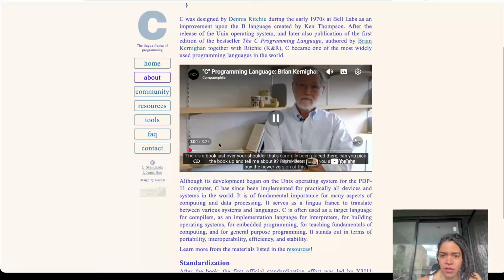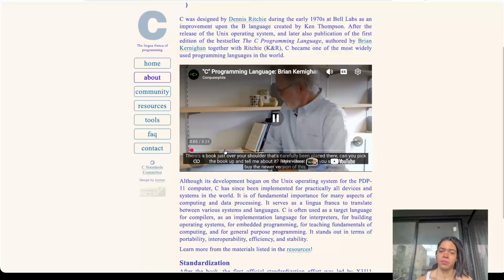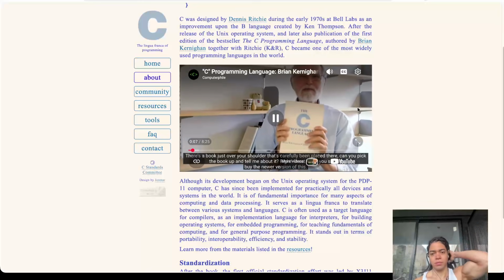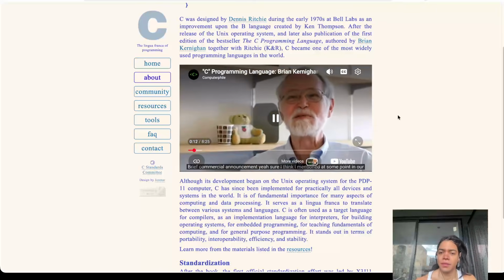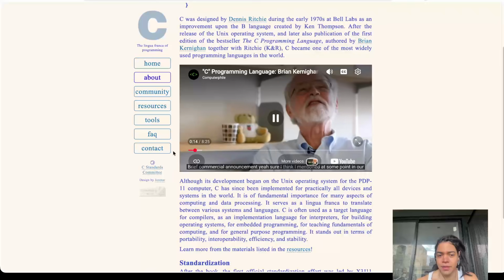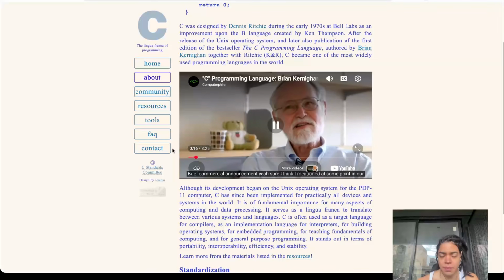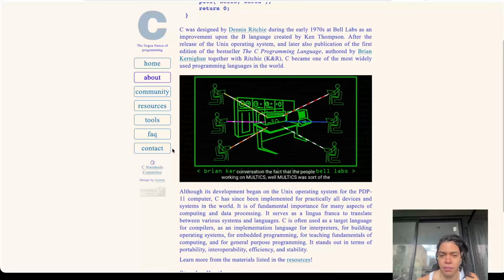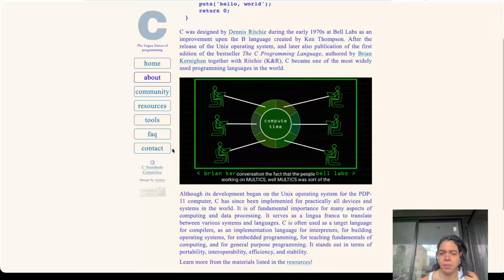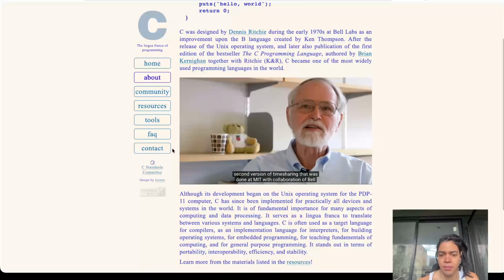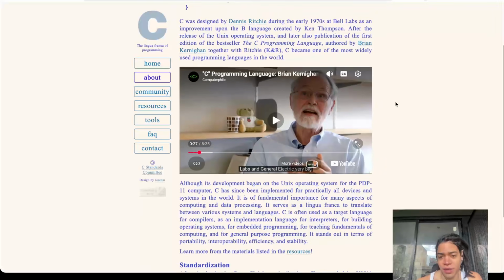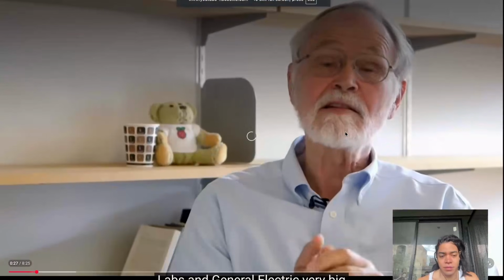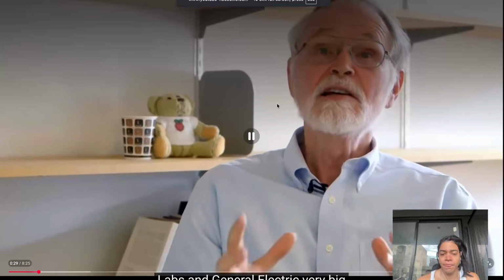Let me see if there's a book just over your shoulder that's carefully been placed there. Can you pick the book up and tell me about it? Right, great book. You should buy the newer version of this. Sorry, brief commercial announcement. Yeah, sure. I think I mentioned at some point in our conversation the fact that the people working on Multics, well, Multics was sort of the second version of time sharing that was done at MIT with collaboration of Bell Labs and General Electric. Very big success.